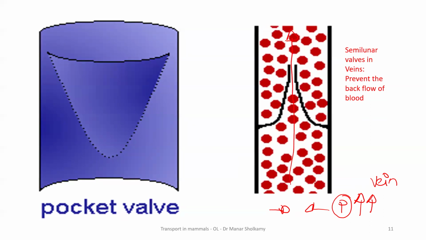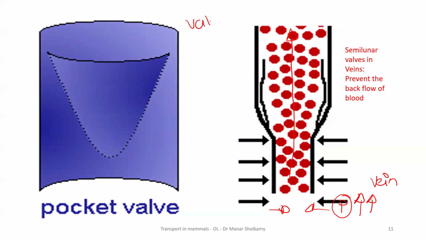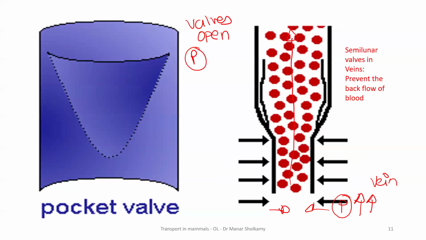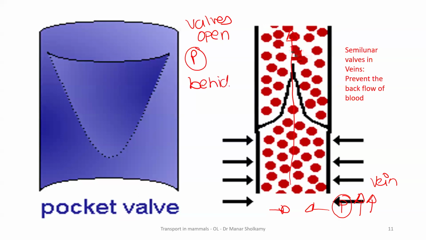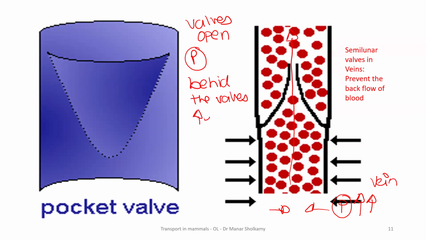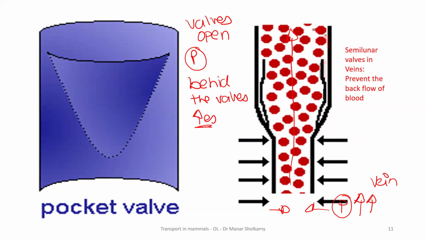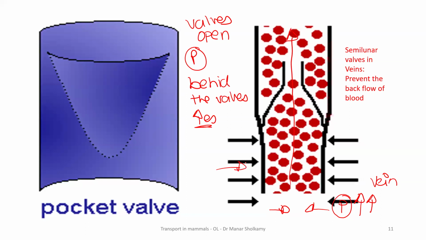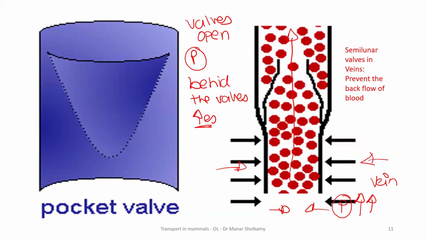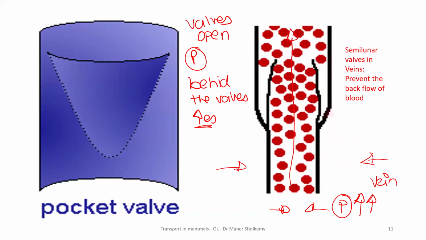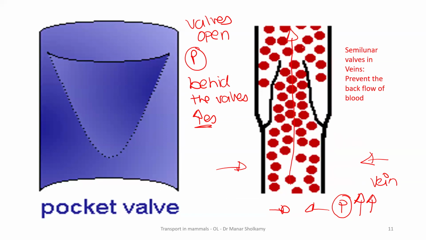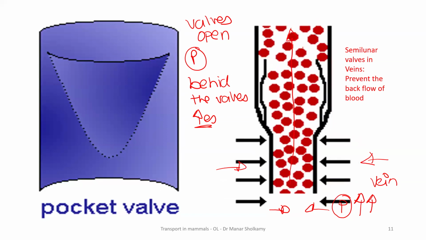So this is how the valves work. Valves open when the pressure behind the valve increases. Just like this vein. When the muscles contract around the vein and the vein contracts, the pressure inside the vein will increase. This pressure is going to increase, pushing the valves open. The valve is like a revolving door that will be pushed open.